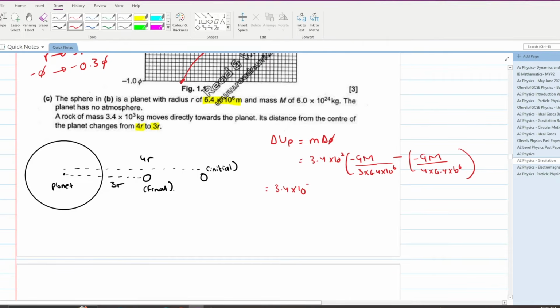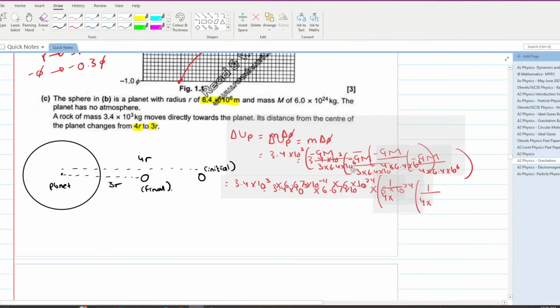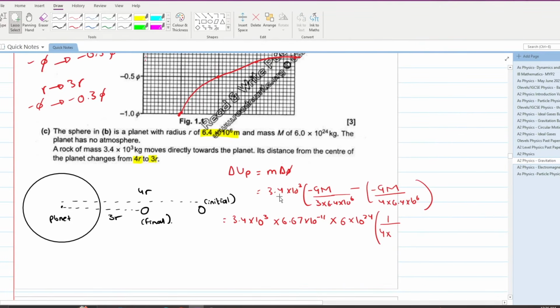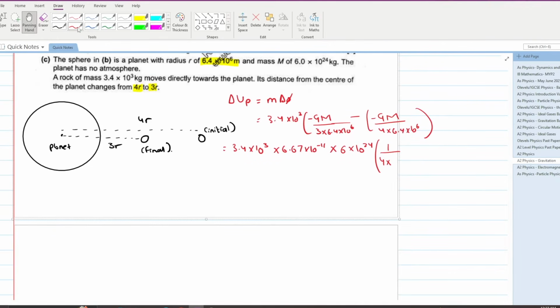Now, 3.4 into 10 raised to the power 3, take G and M common, 6.67 into 10 raised to the power minus 11 multiplied by mass of the planet, that is equal to 6 into 10 raised to the power 24. And this minus will become plus. This is getting too much calculation, so let me make it towards this side. 1 upon 4 into 6.4 into 10 raised to the power 6 minus 1 upon 3 into 6.4 into 10 raised to the power 6. Let's calculate the answer.